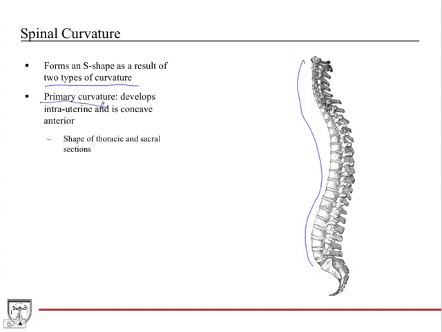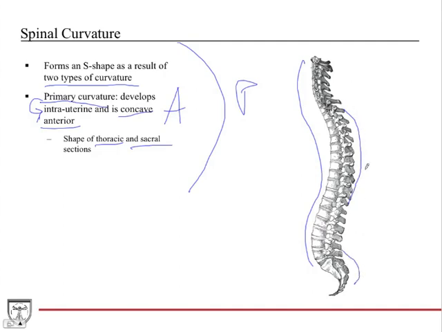So what does primary mean? Easy to remember, it's intrauterine, which means it forms during embryonic development. And it's a concave anterior shape. So if we look anterior like this, posterior like this, it's going to be shaped like this. This is concave anterior. This is the shape of the thoracic and the sacral section. So if we look here, thoracic has that concave anterior, and then you have the sacral region, which also has that. So these are the 2 primary curvatures of the spine.